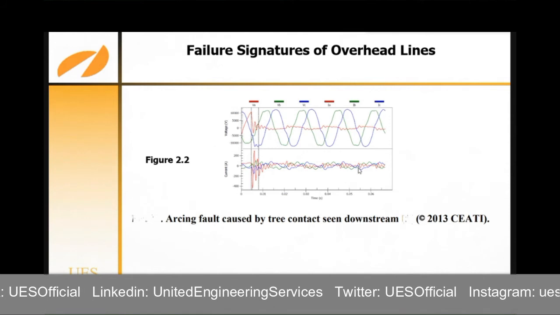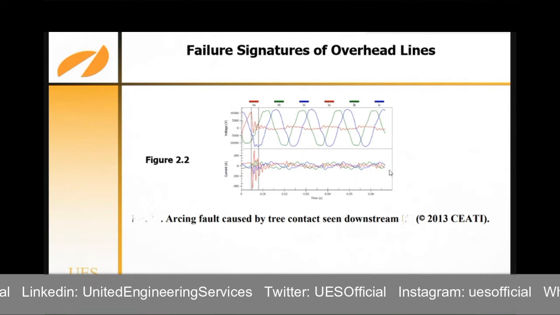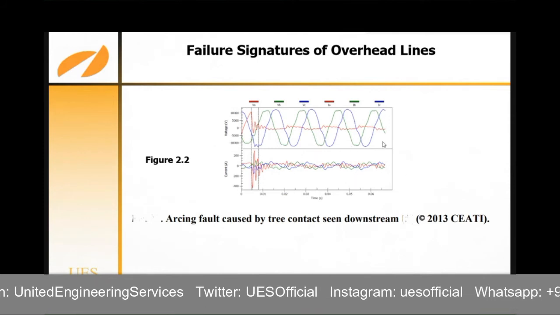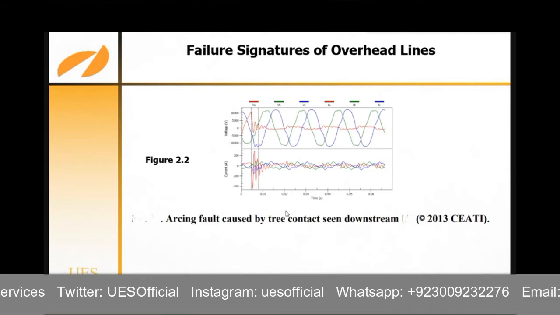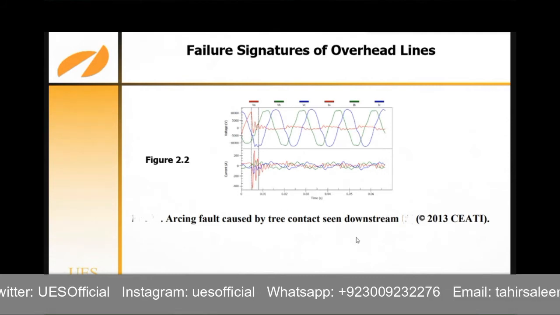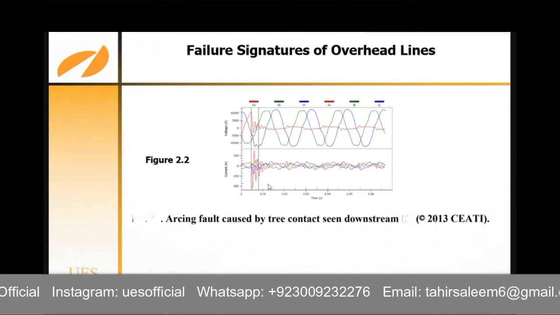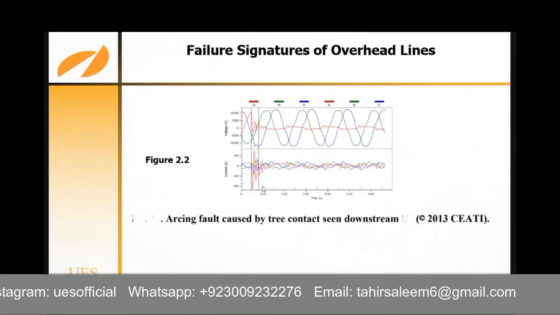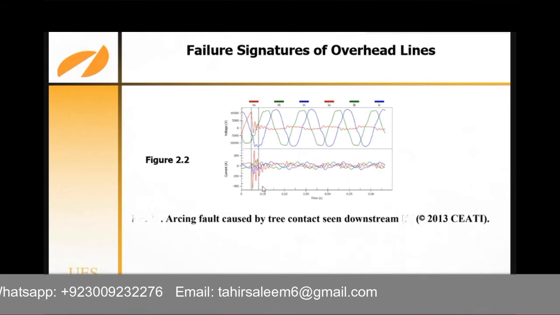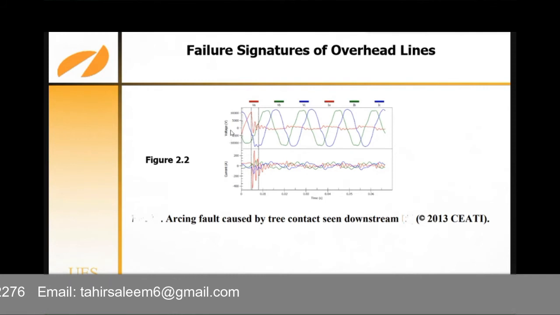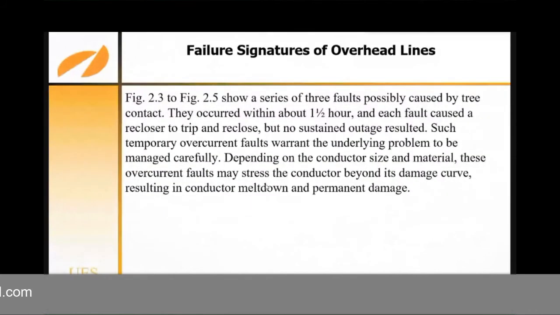Now this behavior gives you an idea that this is because of an arc that may have been caused by tree contact, bird contact, or any other conductor that has accidentally laid on these overhead lines, and it has caused the arcing due to a very long duration of shorting.